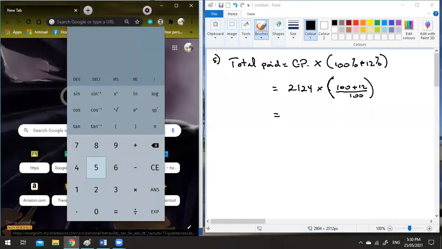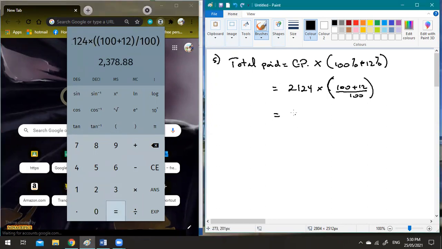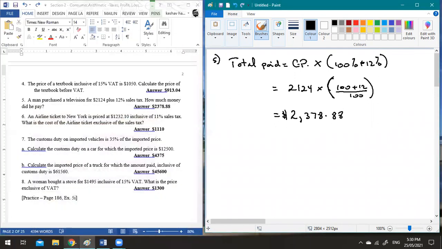So again, 2124 multiplied by, remember putting a separate bracket for the working on top, 100, add 12, then divide by 100, then close my bracket and hit enter. So $2,378.88. And don't forget your dollar sign, because it's money.